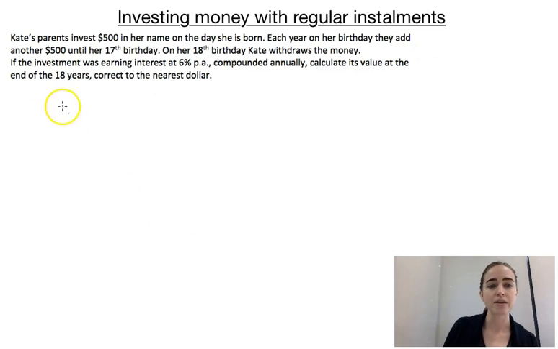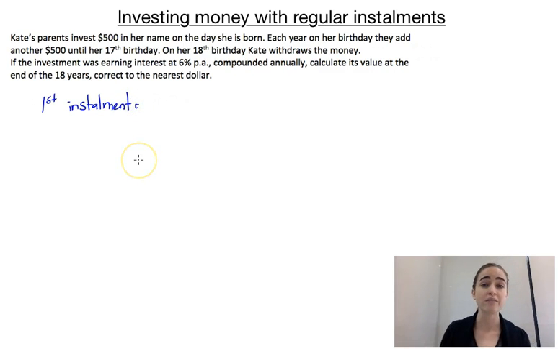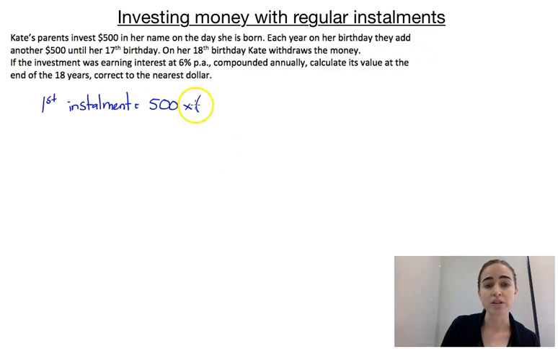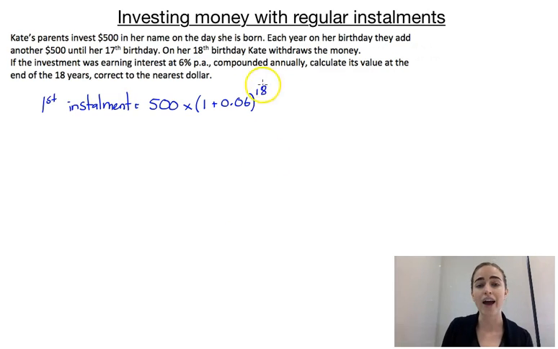So let's have a think about that first installment. This is the $500 that they're putting in on the day that their daughter's born. So we're going to have $500 times, and this is going to be earning compound interest, so it's going to be 500 times 1 plus 0.06, because it was 6% per annum. And this first installment, because it was put in there on the day that she was born and it's going to be there until her 18th birthday, is going to be in there for 18 time periods, 18 years.